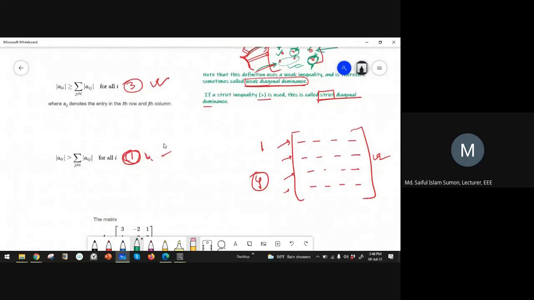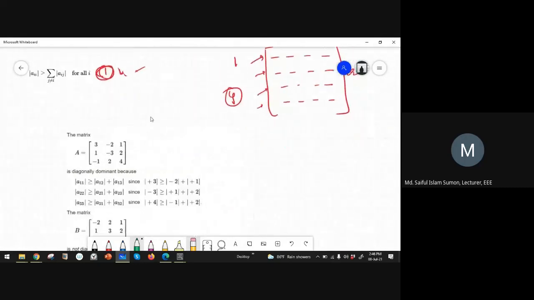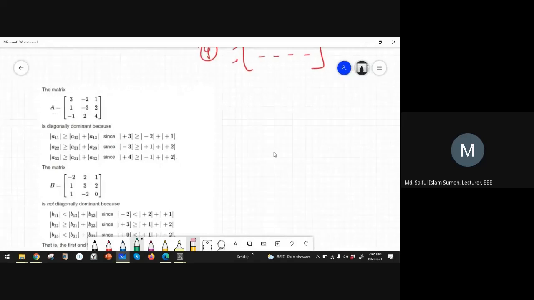Now let's go for 3 examples. I have taken these from the internet. If you search, hopefully you will very easily get all these things. Suppose A is equal to something like this. Here, this is the diagonally dominant element for the first row. For the second row, this is the diagonally dominant. For the third row, this is the diagonally dominant.